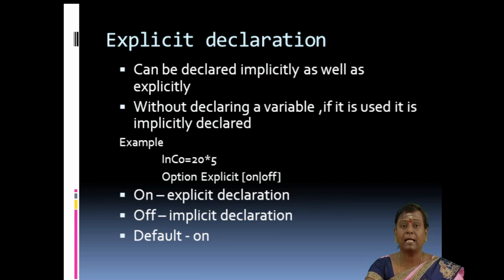This can be controlled using the Option Explicit statement. Option Explicit has the values On or Off. If it is On, explicit declaration is necessary. If it is Off, implicit declaration will be done automatically. By default it is On.